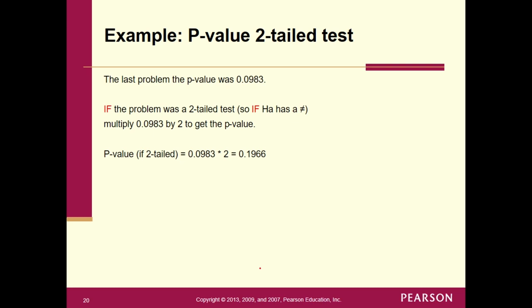I just wanted to point that out because we're not going to do any more problems with regards to testing mu. So if you run into a two-tailed test, that's what you got to do.